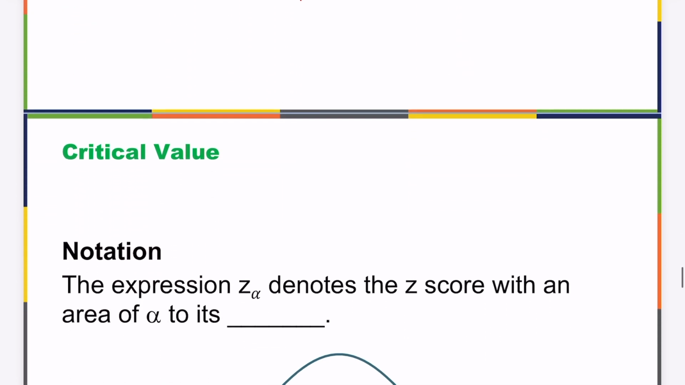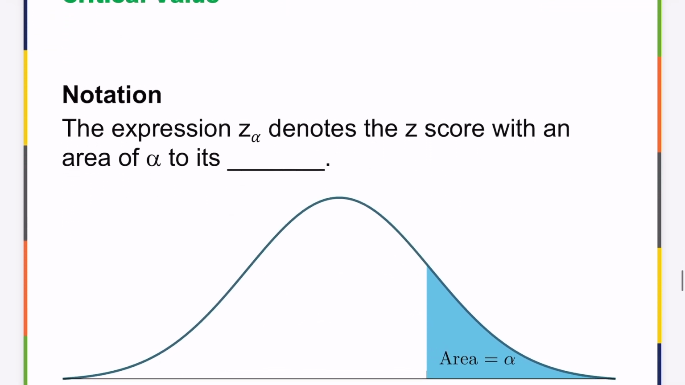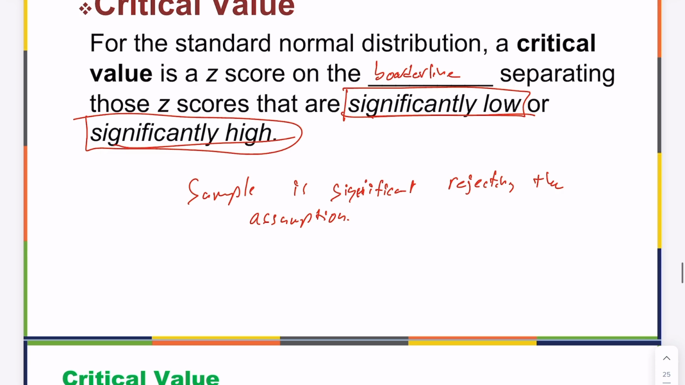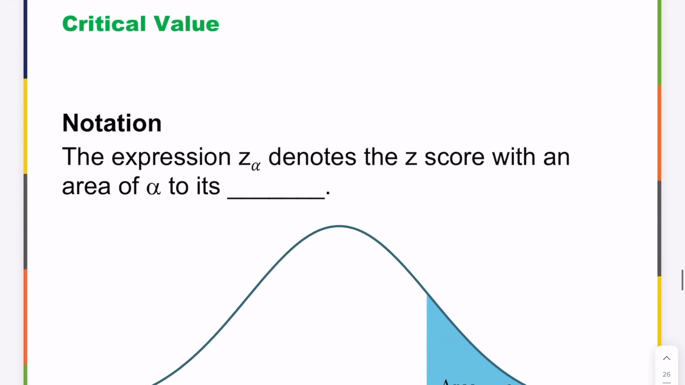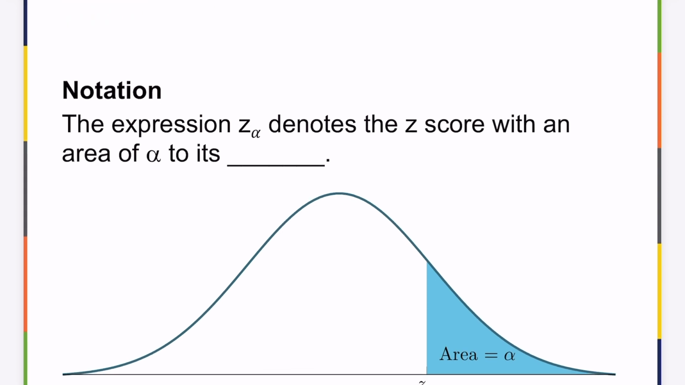All right. Critical value. Okay, so here's a notation. So the critical value is that value that separates significance from not significance. And here's the notation. The expression z with a subscript of alpha, which looks like an A but is a Greek letter, denotes the z-score with an area of alpha to its right. Like this. So z alpha has an area of alpha to its right.